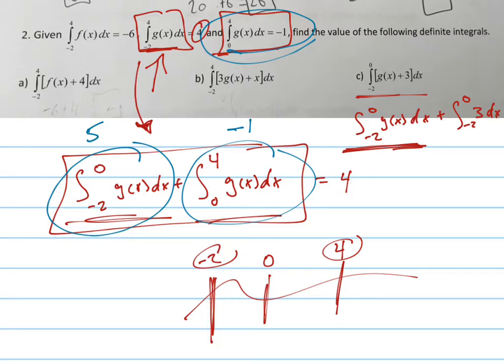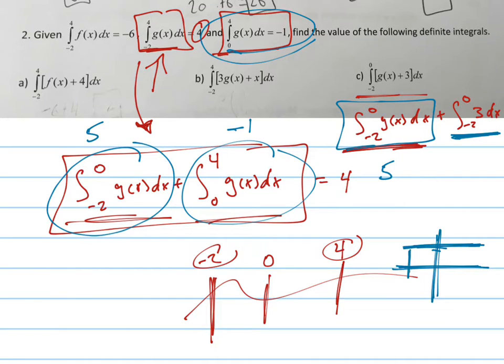So this part right here is just 5, right? And then what's this going to be? The 3, the easiest way in my mind is geometric. It's just the line y equals 3, and it's from negative 2 to 0. So it's this box right here, from negative 2 to 0, from 0 to 3. So it's a 2 by 3 box, which is 6. The area of that is 6 because it's all positive. So 5 plus 6 is 11.